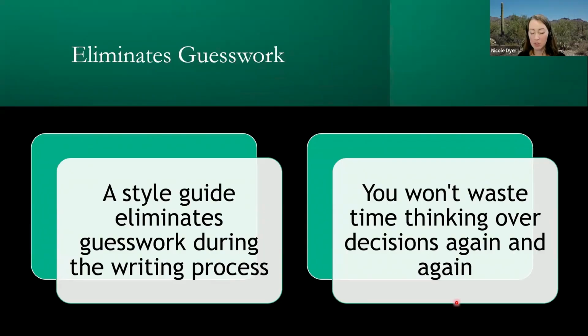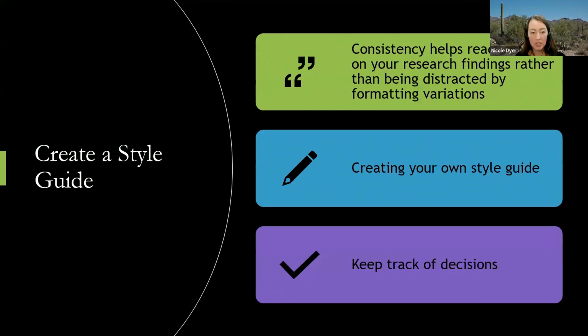So once you make a decision, record it in your style guide, and then you won't have to take time over and over to decide how you want to present numbers, abbreviations, citations for certain record types, shortened citations, and all of those things. So, to make a style guide, we need to think about the things that we want to keep consistent and then keep track of those in a document. And this consistency really helps the readers focus on your research findings rather than being distracted by all those formatting variations that can creep in. And it really helps it to be professional.